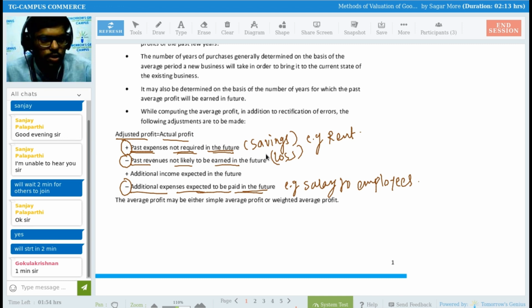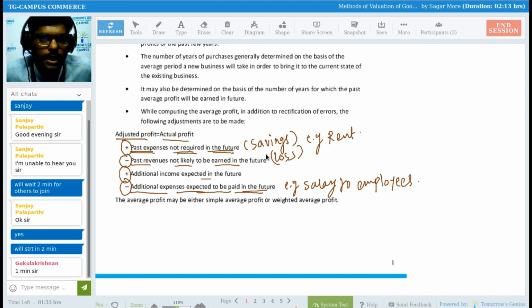Sir, in the past, I was buying goods and services from you, but from today onwards, from next year onwards, I'm not going to purchase any goods and services from you. So that is loss of revenue for you. So that loss of revenue you have to subtract, right? Then there is an additional income expected in future, right?